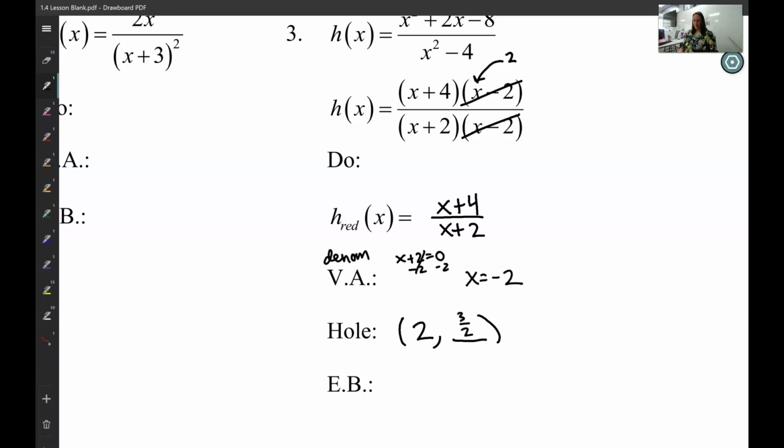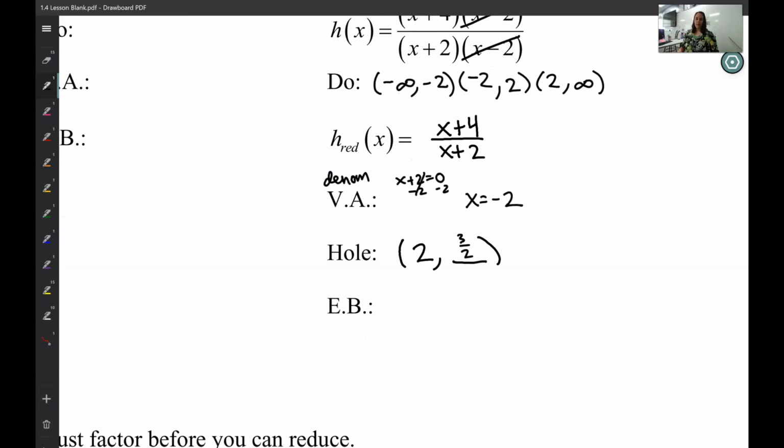Now that I have my asymptotes and my holes, I can do my domain from -infinity up to my asymptote -2, never going to touch it. From my asymptote -2 up to my hole, not going to touch my hole. And then from my hole up to infinity.